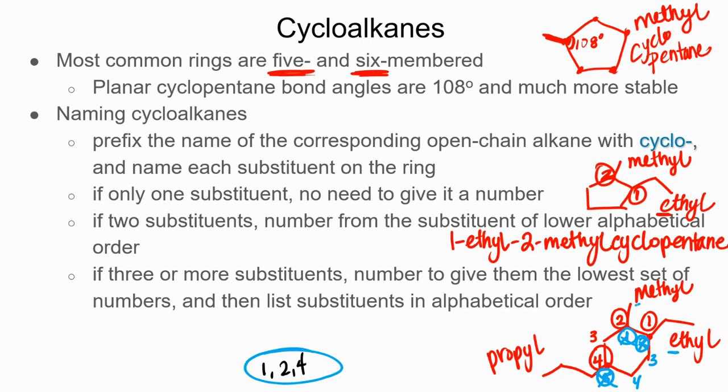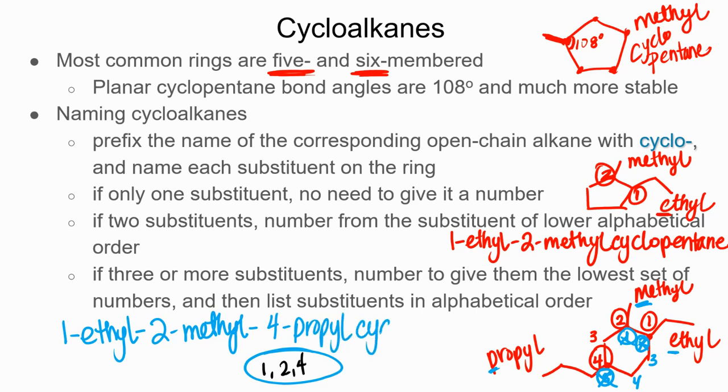put the ethyl and then the methyl and then the propyl. So we're actually going to have 1 ethyl, 2 methyl, and 4 propyl. But note, these are ending up alphabetical by chance on this particular one. The numbers didn't necessarily have to come in order 1, 2, and 4. What we have to do is alphabetize, and what we have to do is pick our lowest possible set of total numbers.